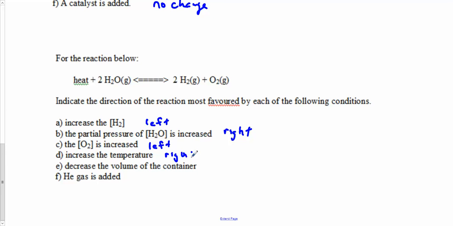And if I decrease the volume of the container, well, on this side I have 2 molecules, on this side I have 3. So if I decrease the volume, the pressure is going to go up. Does it like it? No, it does not like the fact that the pressure has gone up. It wants the pressure to go back down again. Which way will allow the pressure to go back down again? If it goes left. Because 3 will become 2, and then the pressure will go back down again. And if I add HE gas, it's a noble gas. Notice HE is not in this reaction. This would be no change.